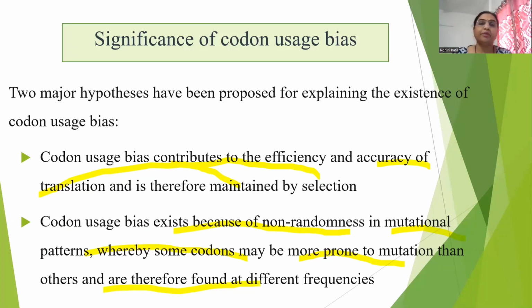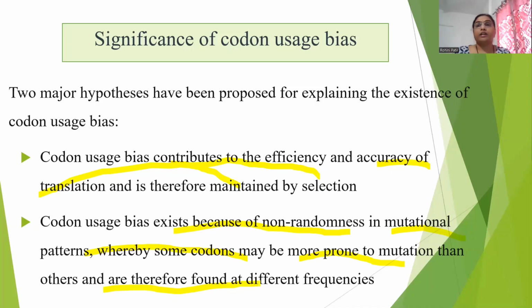Now here, in some environmental conditions, some of the codons may be prone to mutations and some are not prone. So here the choice is made that the sequence of the gene which is more stable in that particular environment is going to be selected. So there is a use of codon use bias.